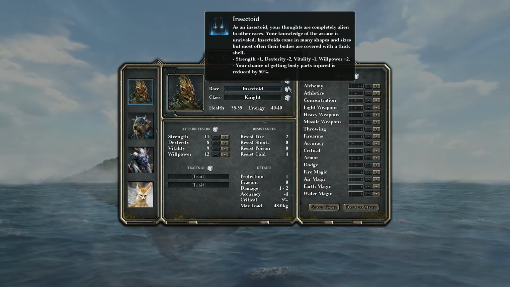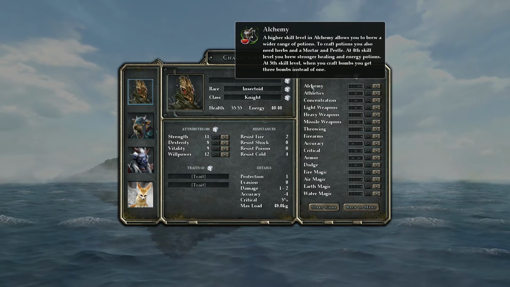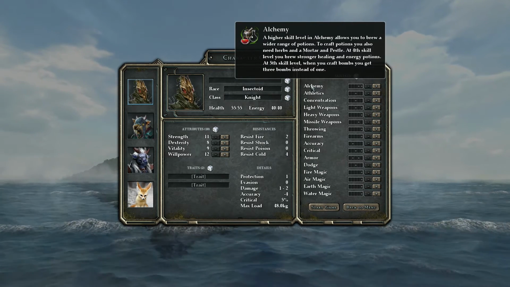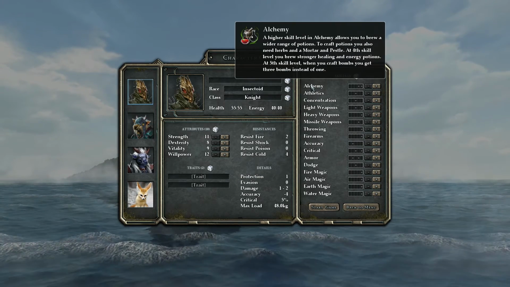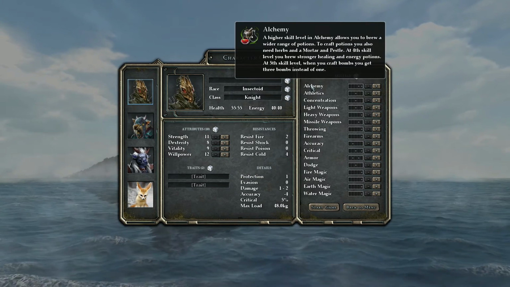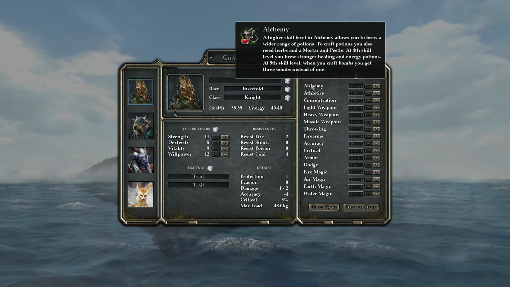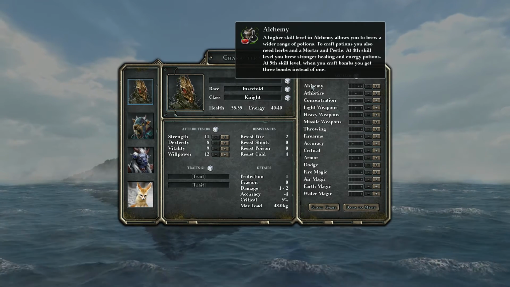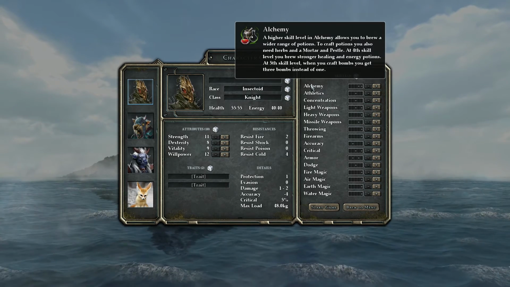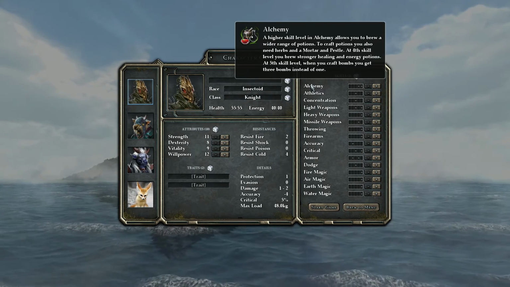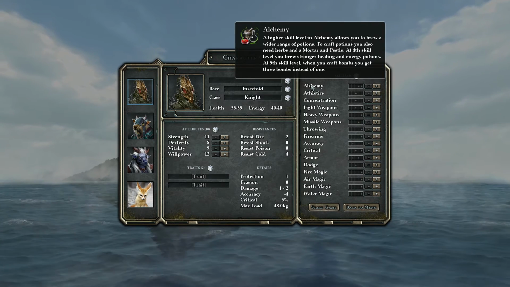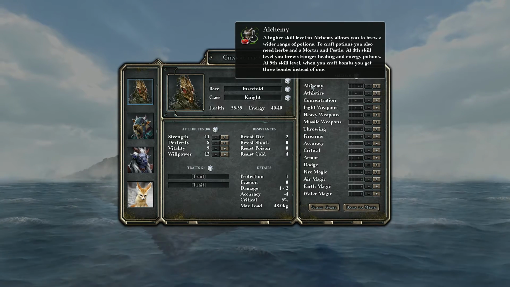Alright, so let's go through these skills. Alchemy. A higher skill level in alchemy allows you to brew a wider range of potions. To craft potions, you also need herbs and a mortar and pestle. At fourth skill level, you brew stronger healing and energy potions. At 5th skill level, when you craft bombs, you get 3 bombs instead of 1.